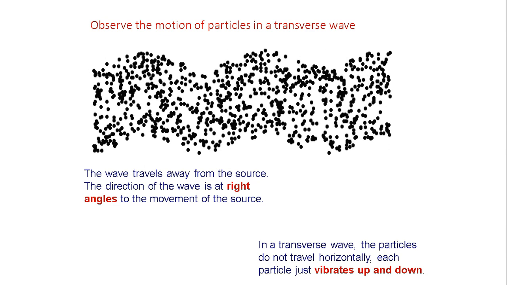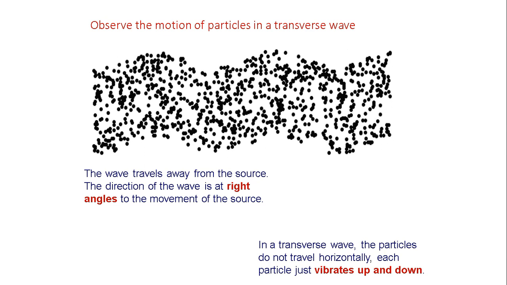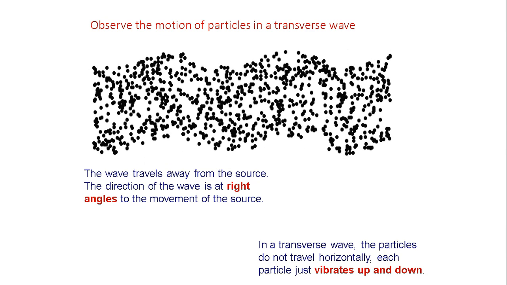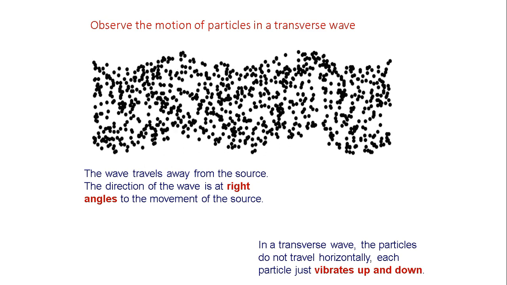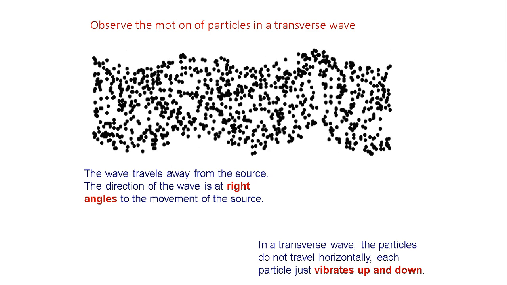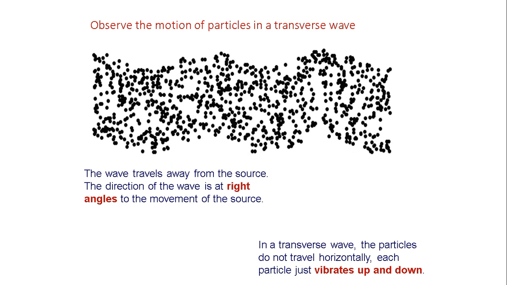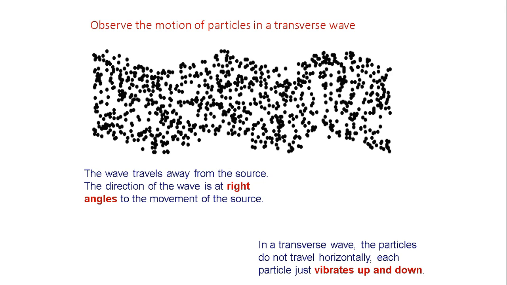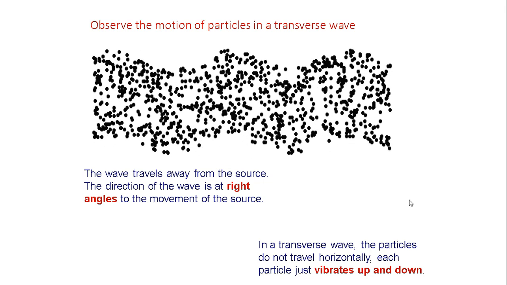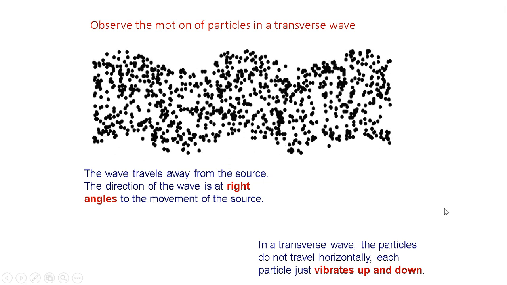See, it's up and down, up and down. Notice what's happening to the particle. Did you see the particles moving? No. They are just going up and down, staying in their place in a fixed position. That is exactly what happens to the particles. They stay in a fixed position, but they only vibrate up and down while the wave travels towards the right hand side.